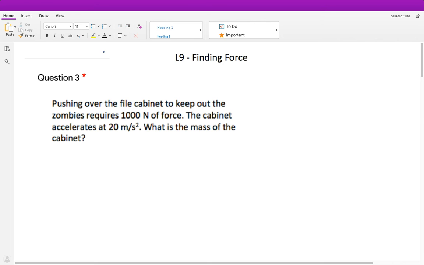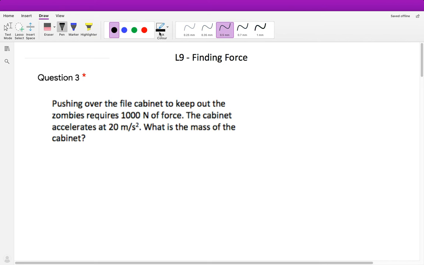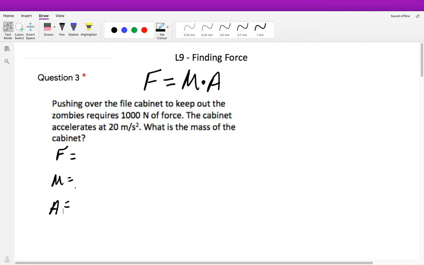Remember, for all of these problems, we are going to follow the formula that force is equal to mass times acceleration. So for all these, we're going to be figuring out, do we know our force, do we know our mass, and do we know our acceleration? And if we know what they are, we can substitute into that formula.